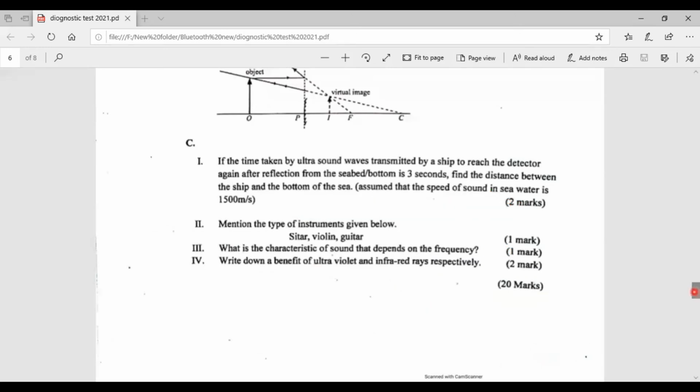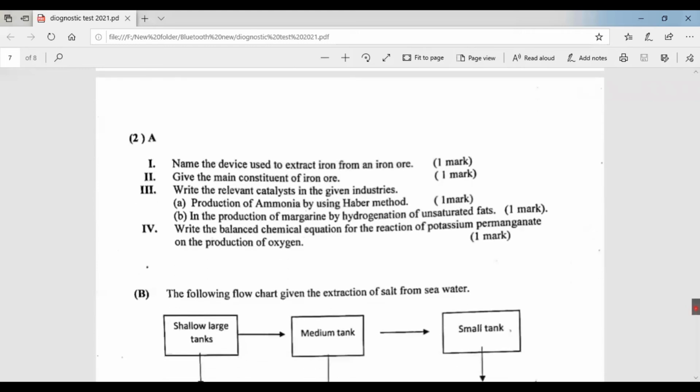C part is over. Now the second question. Name the device used to extract iron from iron ore. The name is blast furnace. Give the main constituent of iron ore, that is hematite, Fe2O3.